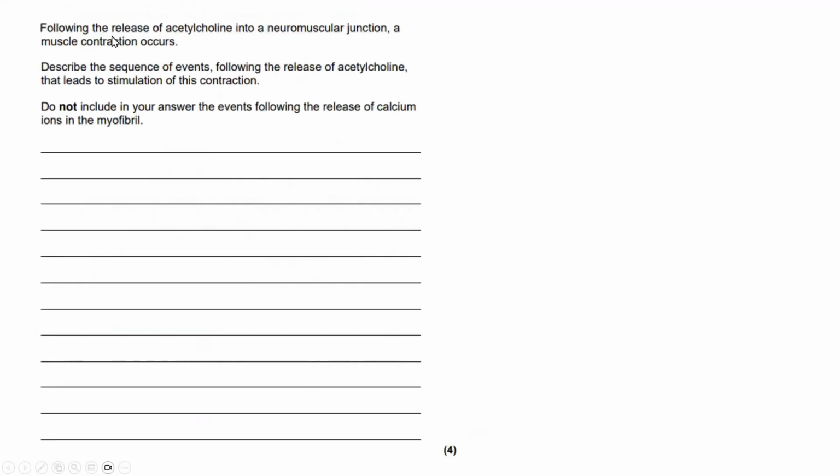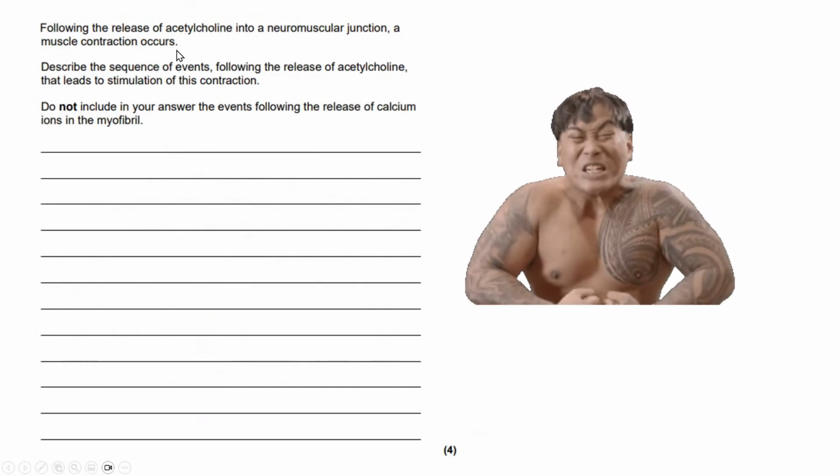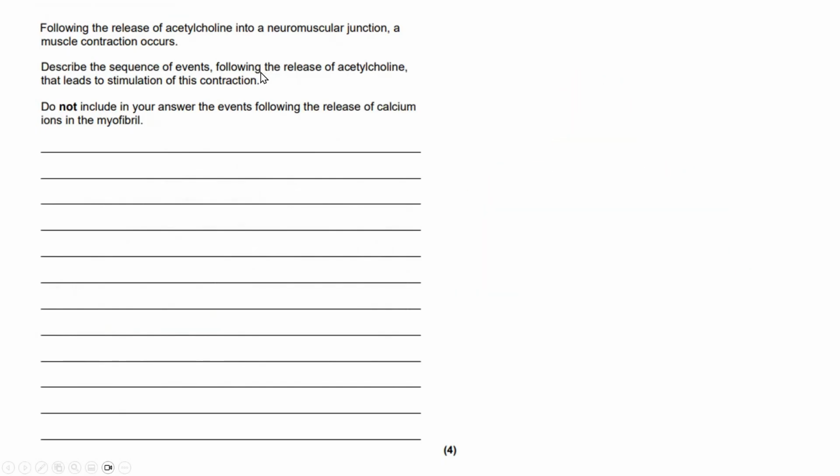Right, let's go. Following the release of acetylcholine into a neuromuscular junction, a muscle contraction occurs. Describe the sequence of events following the release of acetylcholine that leads to the stimulation of this contraction. Do not include in your answer the events following the release of calcium ions in the myofibril.